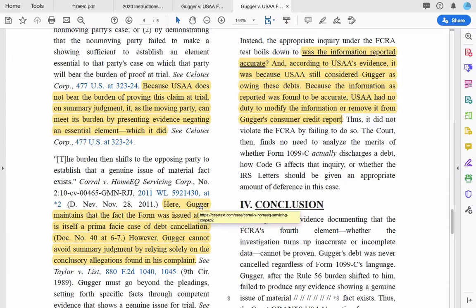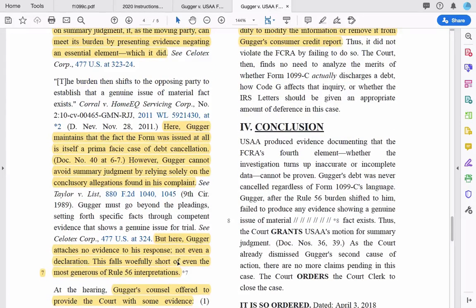Here, the plaintiff, the consumer, maintains the fact that the form was issued at all is itself a prima facie case of debt cancellation. However, he cannot avoid summary judgment relying solely on the conclusory allegations found in his complaint. And it says he did not attach any evidence, not even a declaration, in other words, not an affidavit from the consumer. And I think what the judge is saying is, not even something from the consumer saying, here's why it was canceled, because of code G in box 6. But the court says you didn't do that.